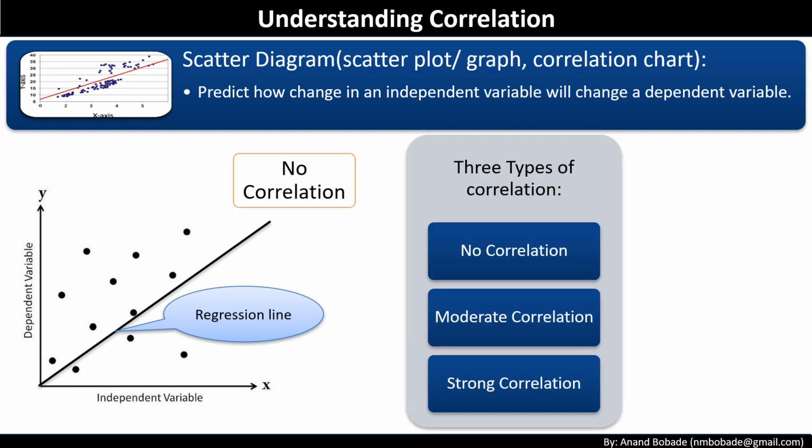There are three main types of correlation. No correlation: if the data points are scattered randomly with no visible pattern, as shown in the diagram, it means there's no relationship between the two variables. Moderate correlation: there's a noticeable pattern, but the data points aren't perfectly aligned. Strong correlation: the data points are tightly clustered around the regression line, indicating a very clear relationship.